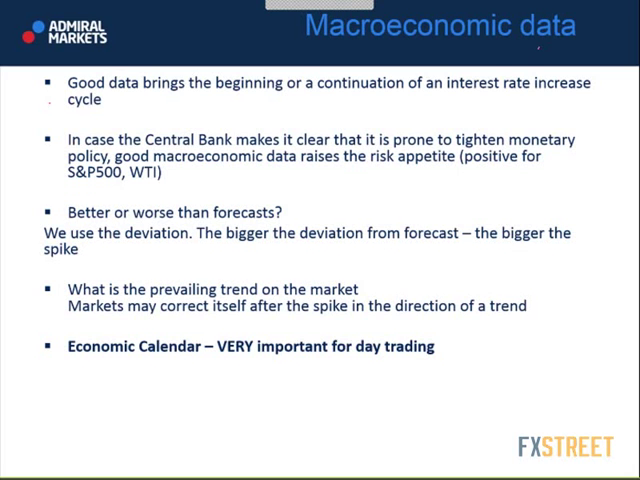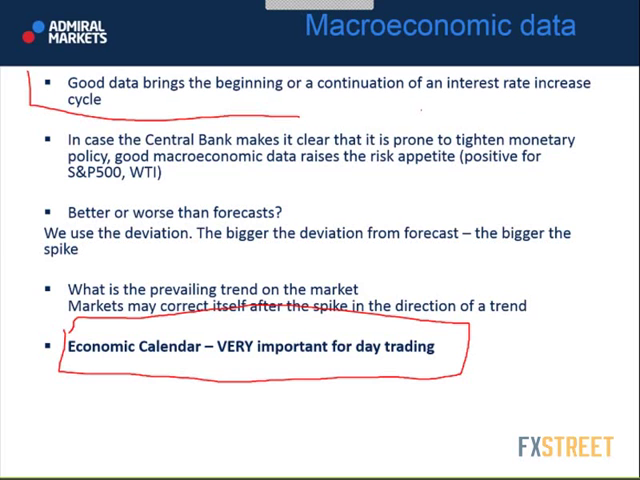Now we need to talk about macroeconomic data. That is very important, because we see it on the economic calendar, which is crucial for day trading. Good data brings the beginning or a continuation of an interest rate increase cycle. That is always the primary factor. Consumer spending, CPI, those figures will always bring an end, a beginning or a continuation of an interest rate increase cycle. That is why we should always monitor CPI and other factors which can be very crucial for interest rate decrease or increase.